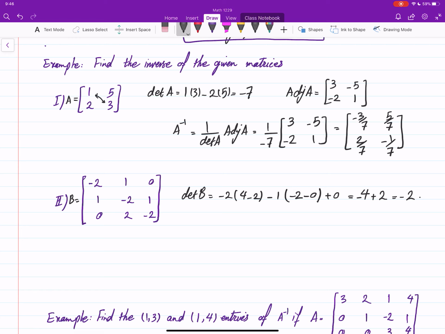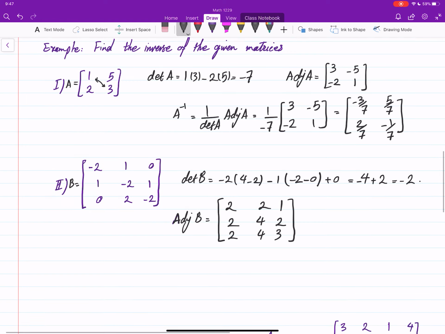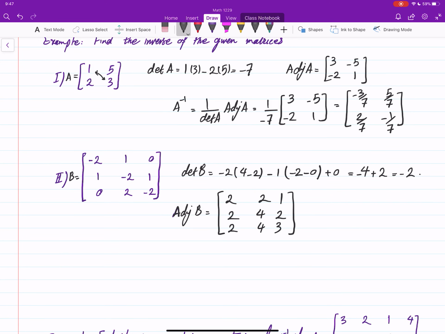Well, here you have to find the adjoint. It will take a little bit of time, but you can do this one now yourself. You can find the adjoint of B, and you'll see that the adjoint of B has these numbers: 2, 2, 1, 2, 4, 2, 2, 4, 3. I'm just doing this quickly because there are 9 cofactors to compute, so you need to spend a little bit of time. You can do it. Please practice, do it yourself on your paper. Pause the video and do it, and you will see that you get these numbers.